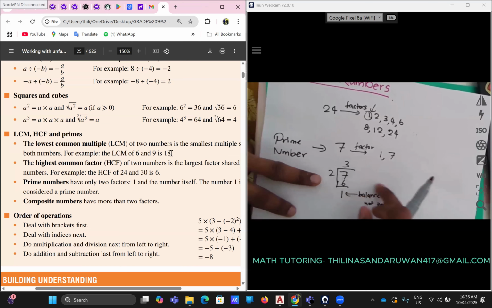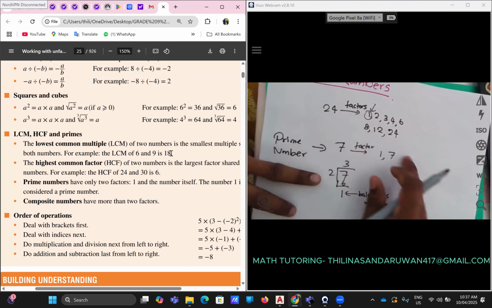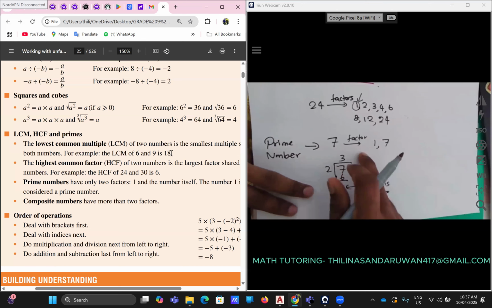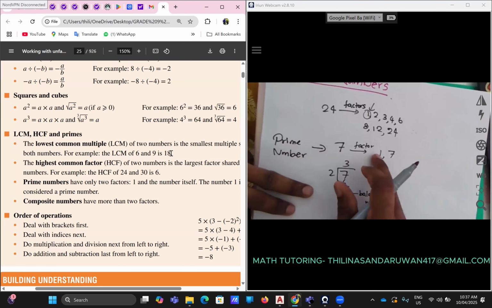And then 7 divided by 5, you will get 2 as the balance. 7 divided by 6, the balance will be 1. And 7 divided by 7 is definitely balance 0. So that's why it has only the factors 1 and the number itself, 7. So if any number has two factors, number 1 and the number itself, then it will be a prime number.